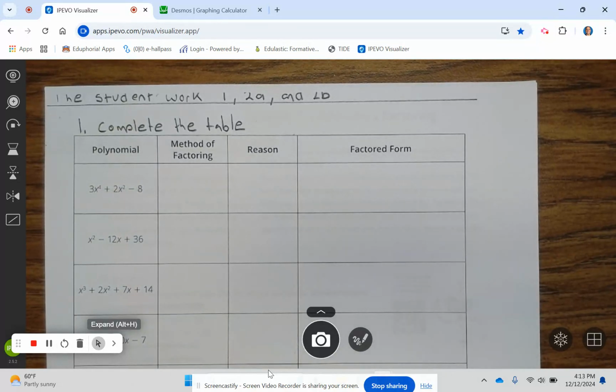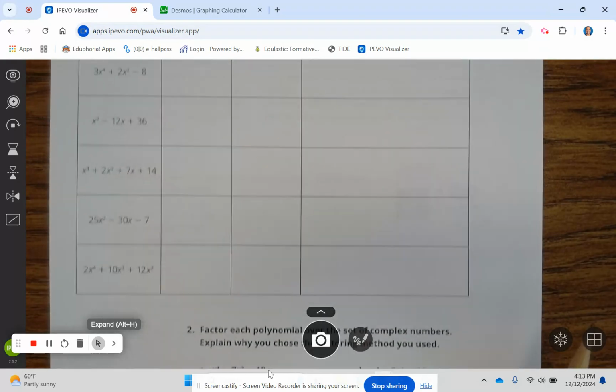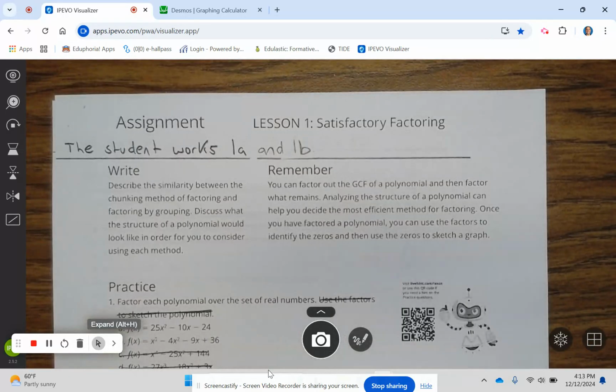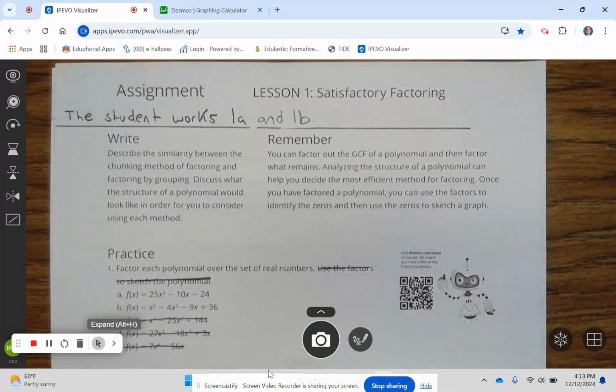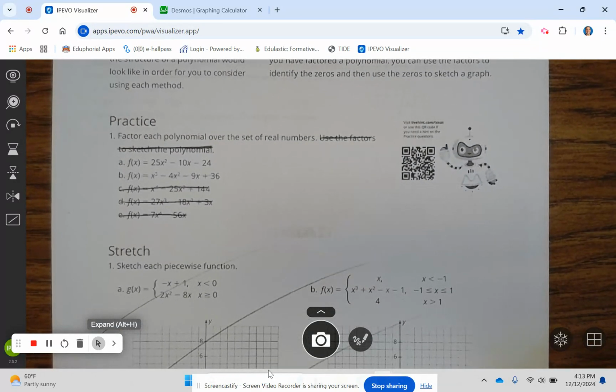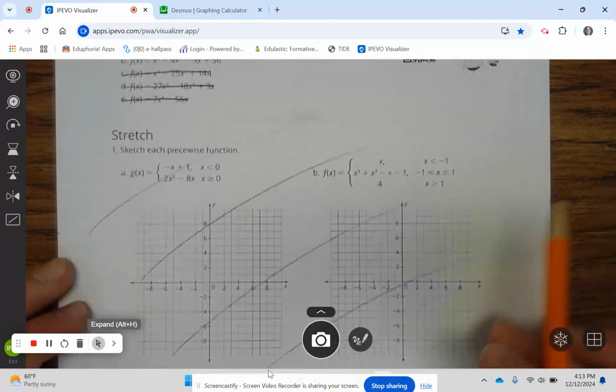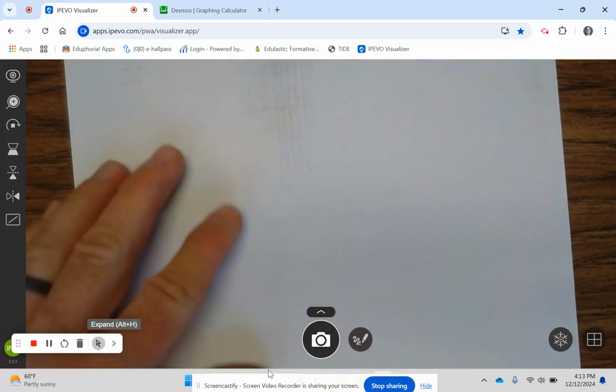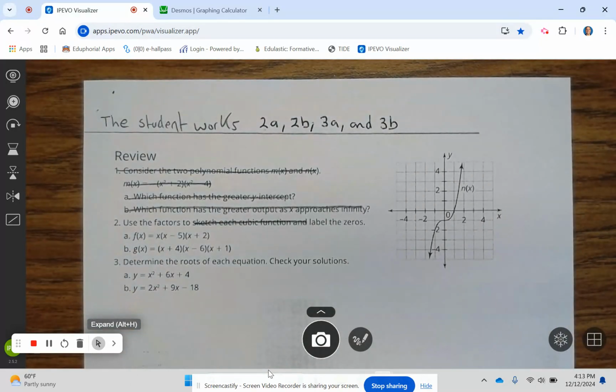The student works 1, 2A, and 2B. The student works 1A and 1B. And the student works 2A, 2B, 3A, and 3B.